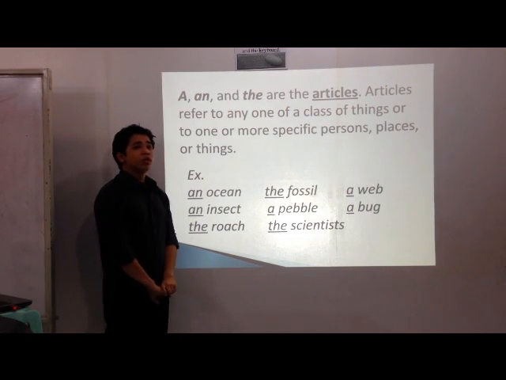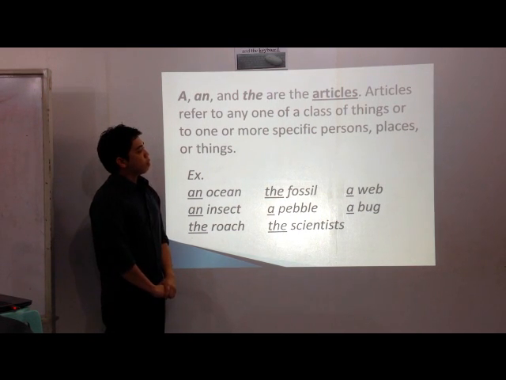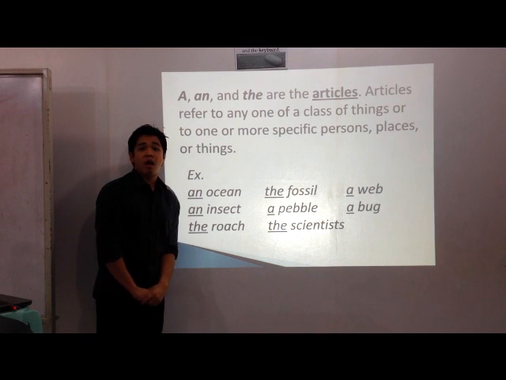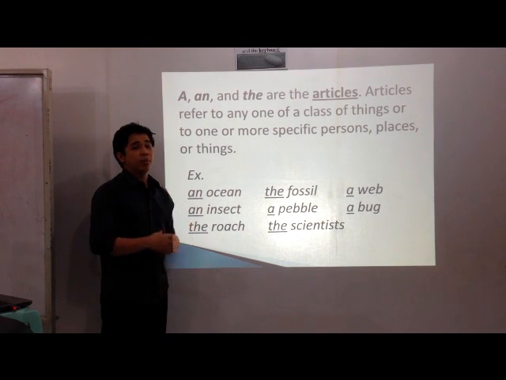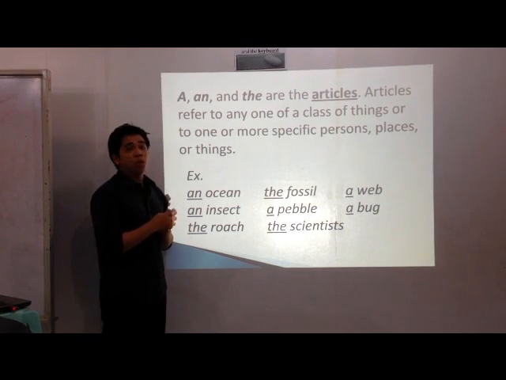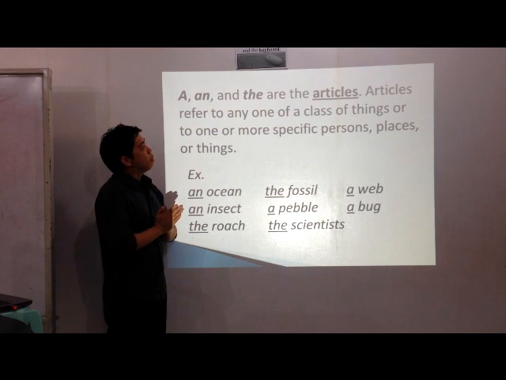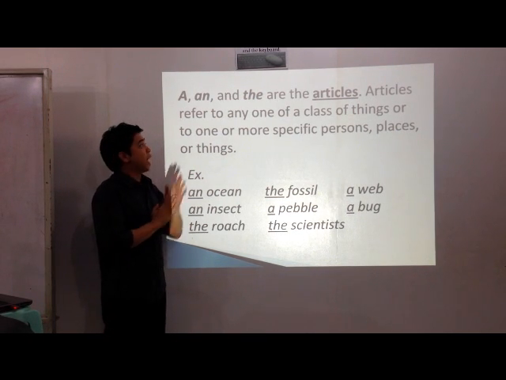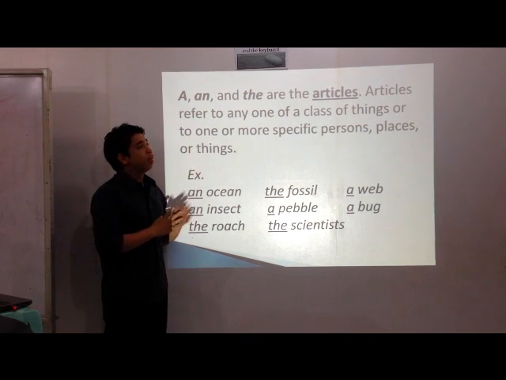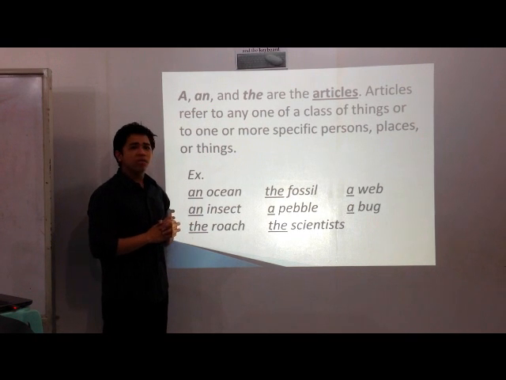Okay, and of course we have the adjectives which are the following: a, an, and the. If you can still remember, a, an, and the are what you call the articles. Now these articles can be used as adjectives. Yes, they can be considered adjectives as well.